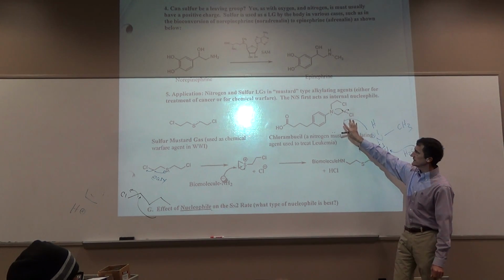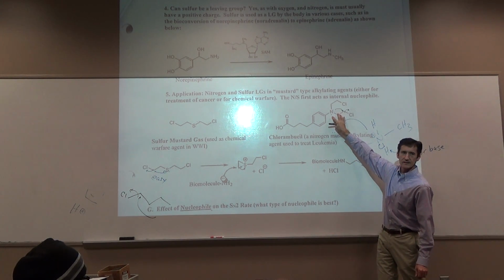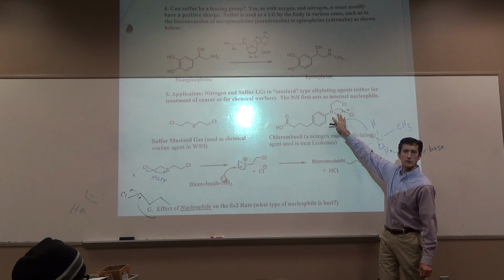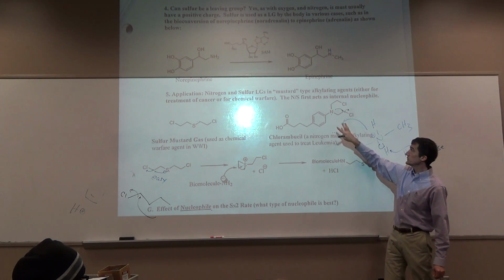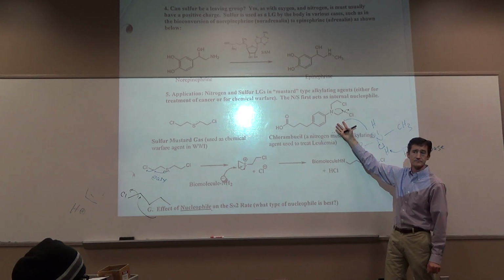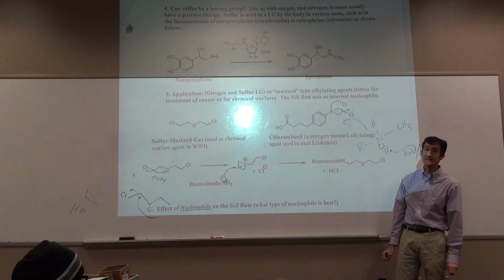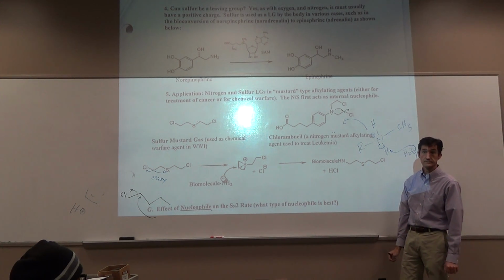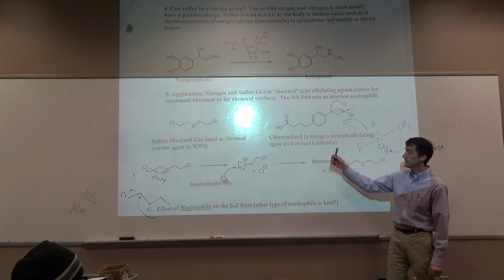The only way you get selectivity here is if the cancer cells take this up preferentially over the normal cells. Because if your normal cells take this up, they're going to get alkylated. So these things, while they can be effective, they don't tend to be highly selective. But in some cases they can be, apparently against leukemia.